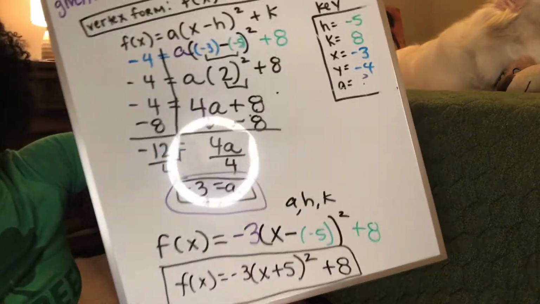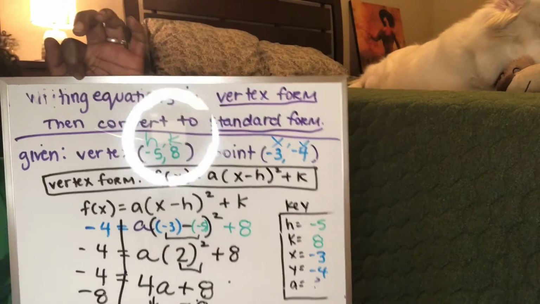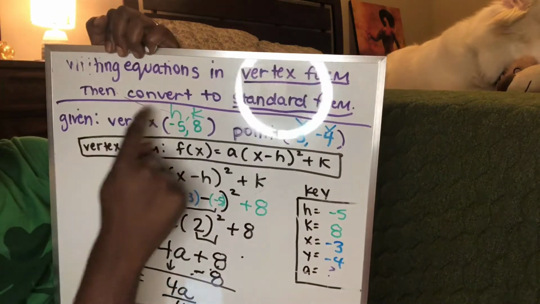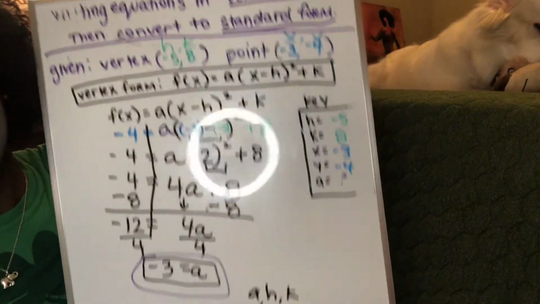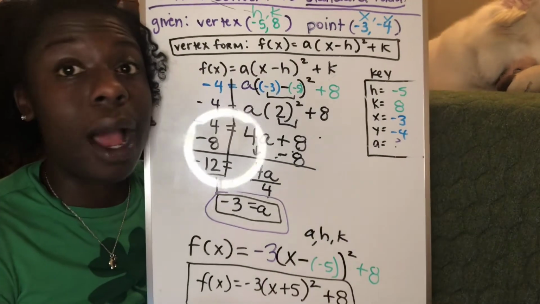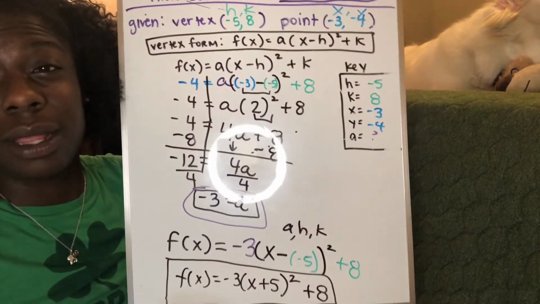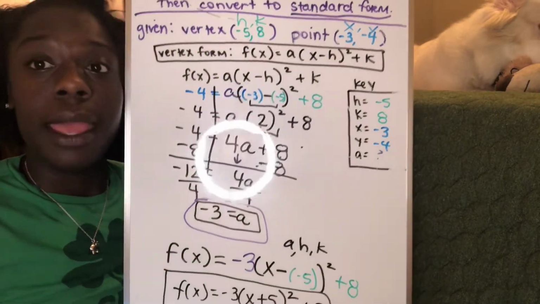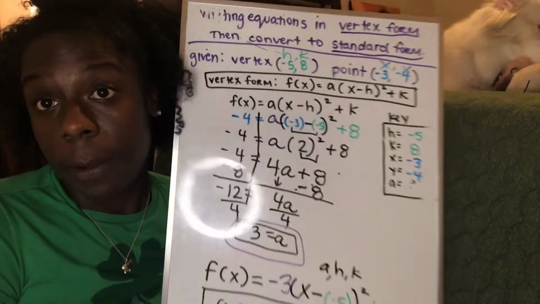Okay, so we just did the first part of this, look at that, writing equations in vertex form. Then it says convert to standard form. So that's going to be the next part of this video. So I want you again to go back, rewind, make sure you understood how we did this example. Then you're going to move on to the next video, which is standard form. And then you're going to continue on with your independent practice.